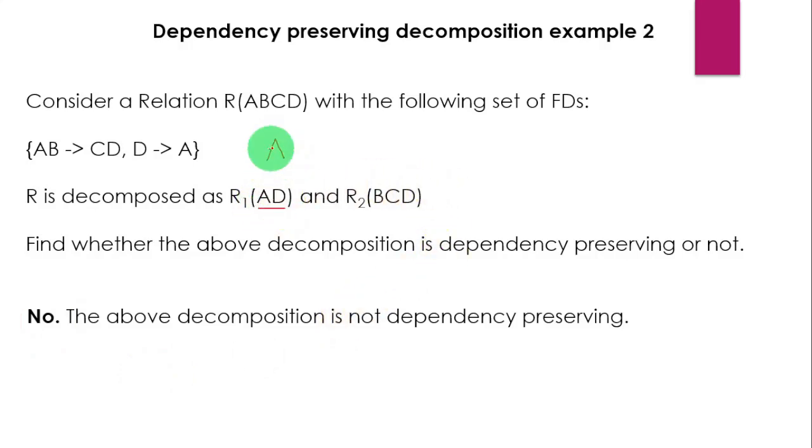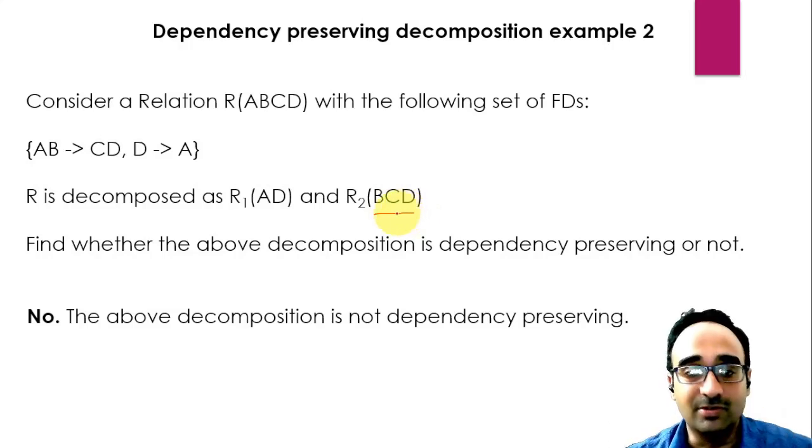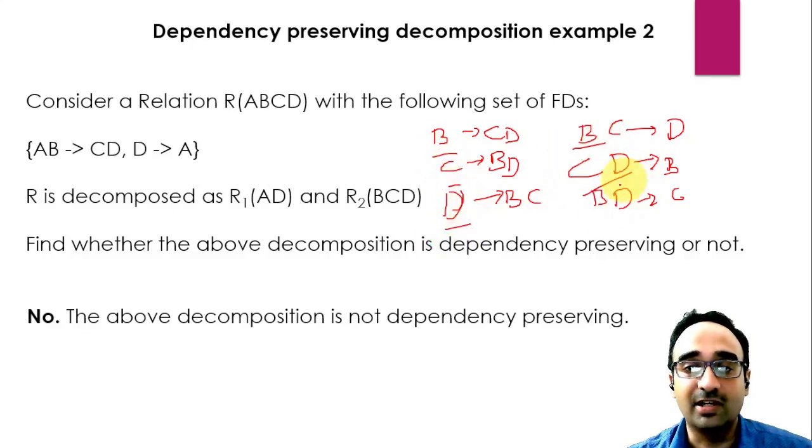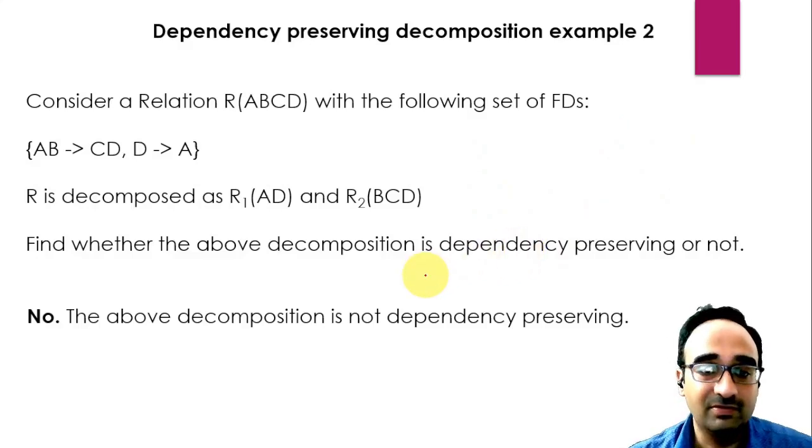For this, the non-trivial dependencies are A→D and D→A, because we have two attributes. This is simple, but here we have three attributes. Now what should we do here? You will get many FDs, like B→CD, C→BD, and D→BC. You will get these FDs, and also you will get BC→D, CD→B, and also BD→C. Now you have to calculate the closure for all the left hand sides of these FDs, and find out whether we can include these in the set or not. So do it yourself. This is an exercise for you.